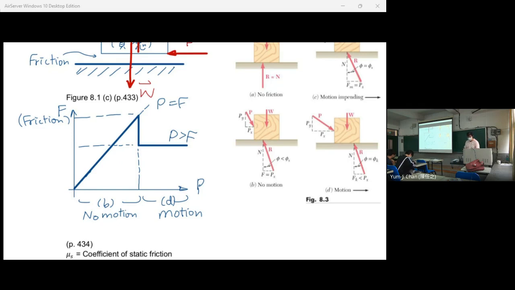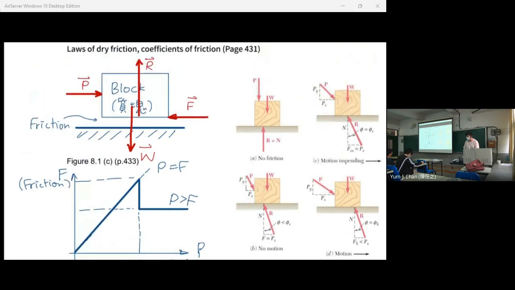The thing we look at is that the maximum friction when it has no motion is higher than the friction when it has motion. This is quite interesting. The maximum friction is here, but after the block is moving, the friction is actually lower. These two values are related to R. This one is equal to mu S times R, and this one is mu K times R.